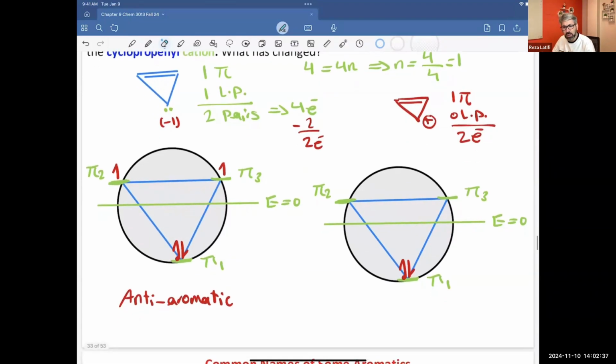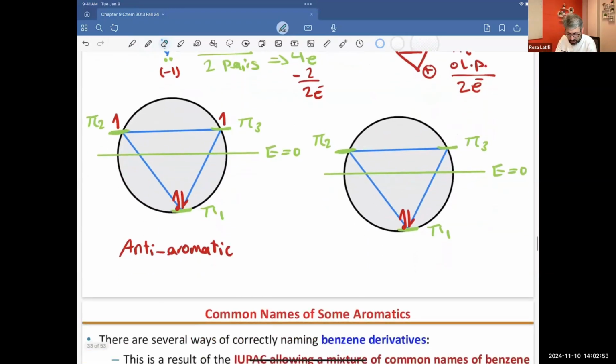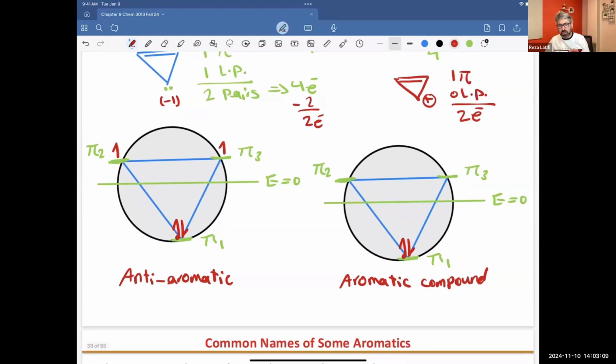Now, look at the highest occupied orbital. Pi 1 is occupied. And so we have 1 pi orbital, and that pi orbital is fully occupied, and the top ones are empty. If that's the case, we say we are dealing with an aromatic compound or species. Okay, so look at the highest orbital. If it's fully occupied, that's good. It will be aromatic. And if it's empty, again, it will be aromatic. Now, if it's singly occupied, then you are dealing with an anti-aromatic, and the system will be unstable.